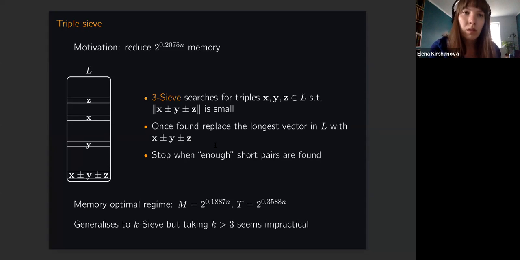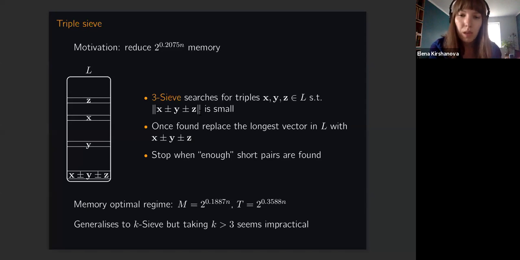And what it means if we were to run the Nguyen-Vidick sieve for triples, that would basically mean going 3 times through your database in a search of X, Y, and Z whose sum or difference is small, and there is a choice of signs for each X, Y, and Z. And again, once you find a reduction, you replace the longest vector in your database. And again, you stop when enough triples, not pairs, are found, and once enough long vectors are replaced by shorter ones. And there are some theoretical, asymptotic results about triples that show that indeed you can reduce memory at the expense of time.